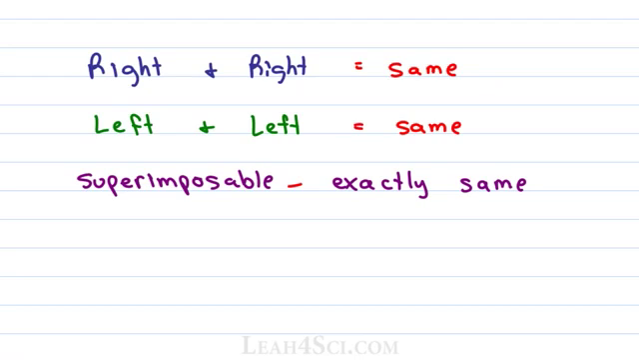There are 2 scenarios where you'll see a superimposable molecule. If you have 2 chiral molecules, but they're exactly the same, meaning they're not mirror images, they are considered superimposable. Or if you have an achiral molecule, a molecule that is not chiral because it has a plane of symmetry.